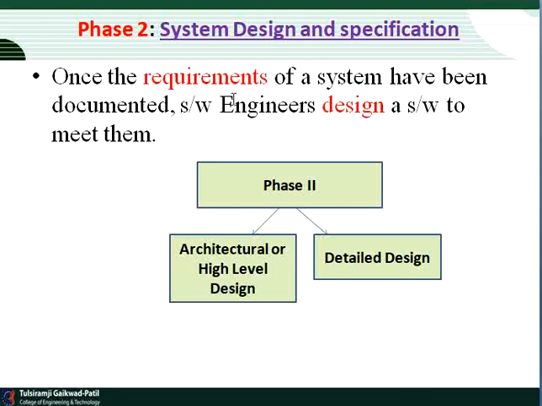Next, phase 2 is the system design and specification. Once the requirements of a system have been documented, the software engineer designs the software to meet them. As per the requirements, we have to design the software and implement that software.